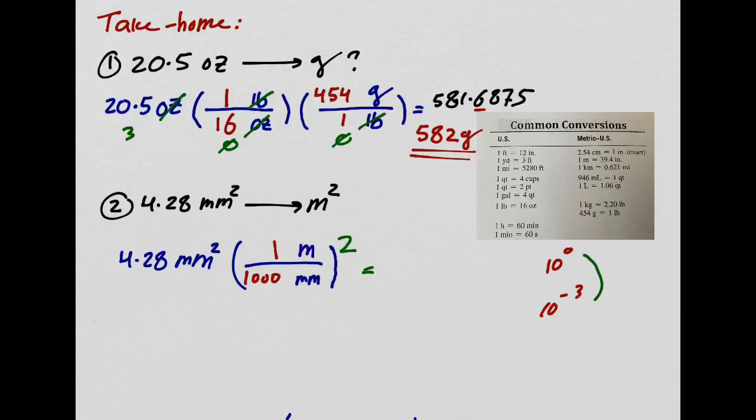Now, if you do that, you have to be careful. That means the meters is going to get squared, the 1 is going to get squared, millimeters is going to get squared, 1,000 is going to get squared. Everything is going to get squared, which is nice, because then the millimeters squared can be canceled out. And what I end up with is meters squared. And that's what I wanted anyway. So that works out nicely.